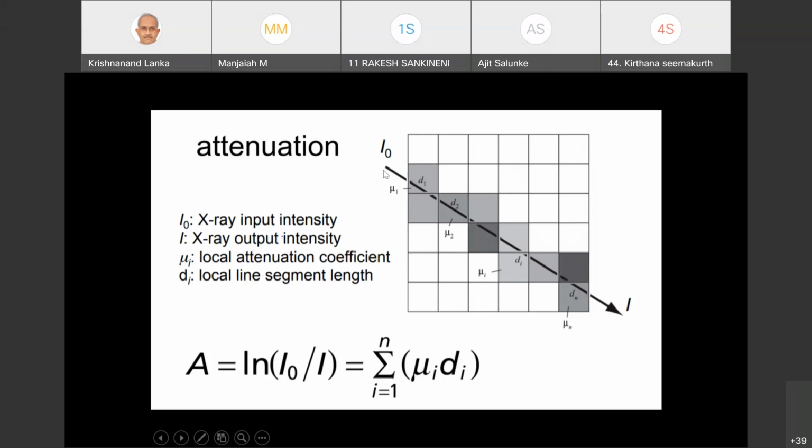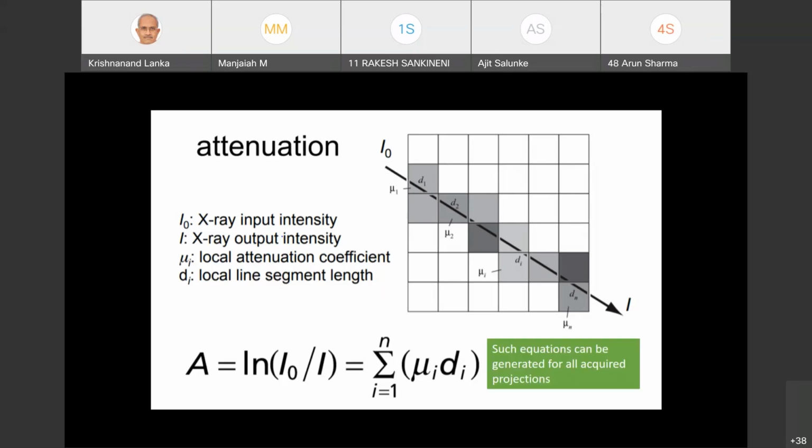Because unless you know all these attenuation coefficients passing through each of the layers of the human muscle and bone, you cannot construct the attenuation profile. Based on that attenuation profile, you can reconstruct a 2D image. So let us see how this was solved. Such equations can be generated for all acquired projections.